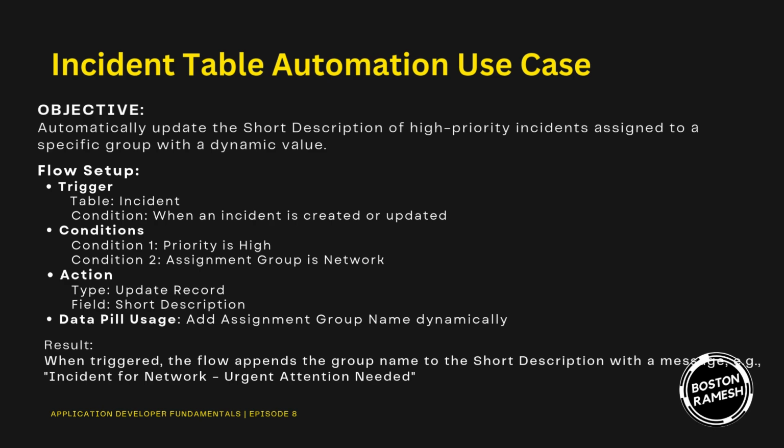So at the end of the day, when this workflow runs, what should be the result? The result should be, when triggered, the flow appends the group name to the short description with a message saying incident for network, because network is the assignment group, urgent attention needed. So that's what we're going to do. Very simple. I will go ahead and start building that, and you can watch me doing it and see how easy it is to have this workflow in place.